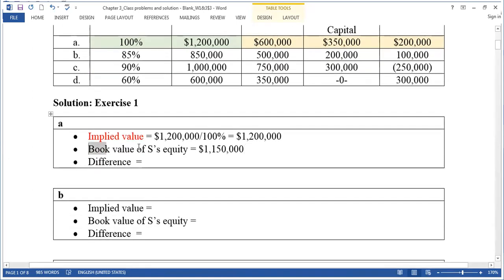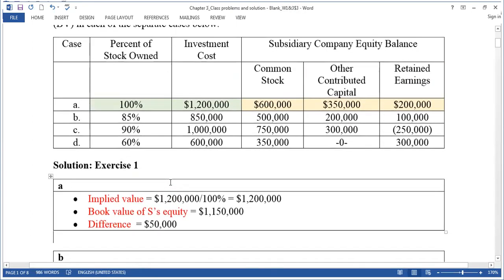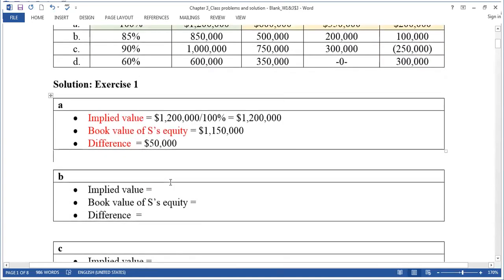So we calculate implied value and we calculate the book value. Now we can see that implied value is higher and the book value is lower. So we have a difference. The difference here is $50,000. It is the difference. So we are going to do the same for every case.